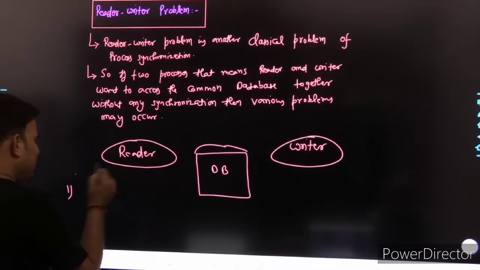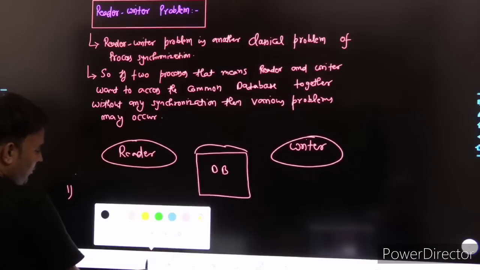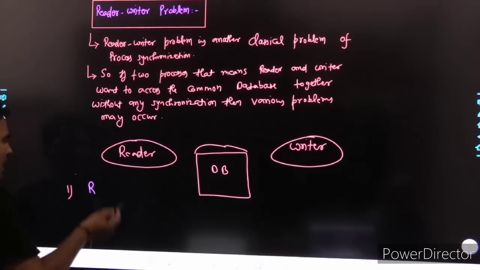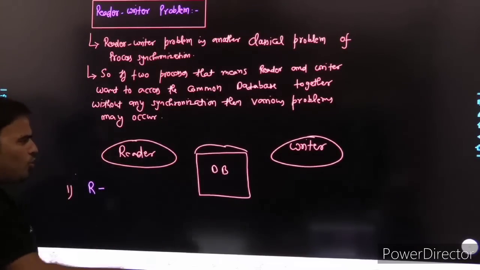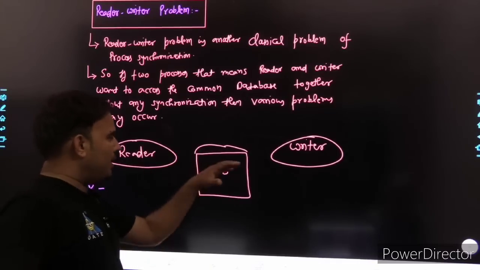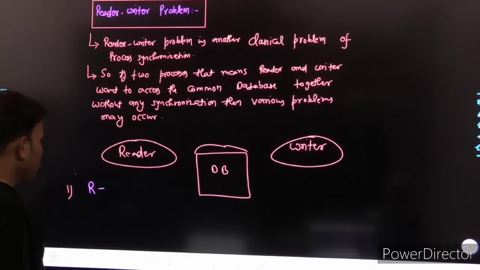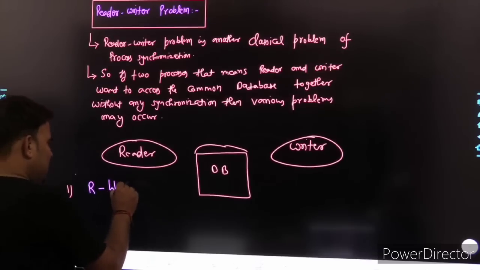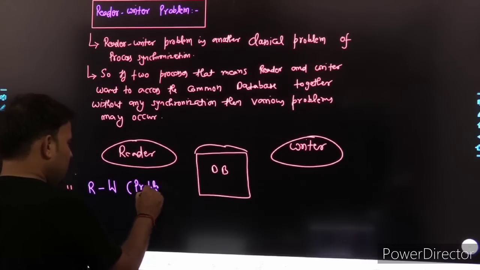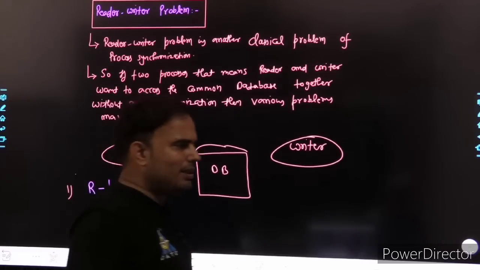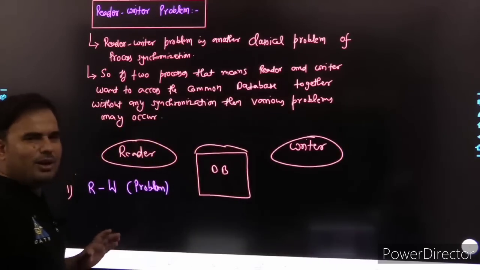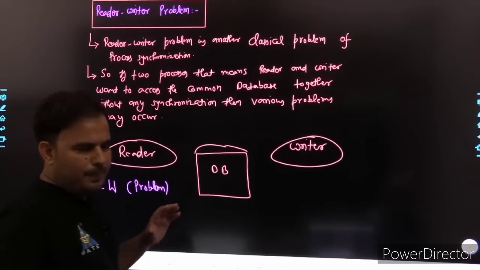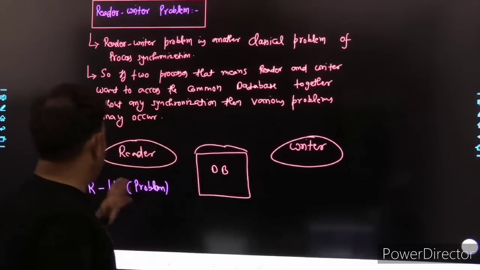Suppose when the reader is reading the database, and at the same time the writer wants to write to the database, or wants to make some changes in the database, my dear friend, this is a problem. This is the first problem. When the reader is reading the database, the writer cannot make changes at the same time in the database.